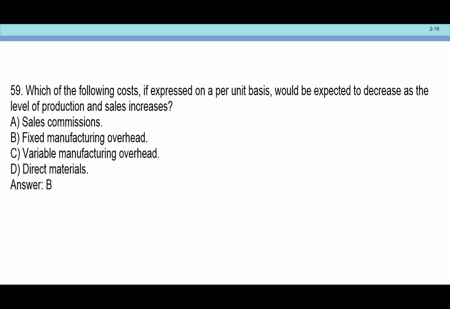Sales commissions are going to be direct, aren't they? So they're going to stay the same on a per unit basis. Variable manufacturing overhead is a variable cost. On a per unit basis, it stays the same, doesn't it? Direct materials are again a variable cost, and so they're going to stay the same on a per unit basis. Okay? Question?